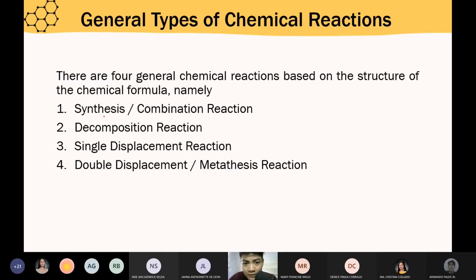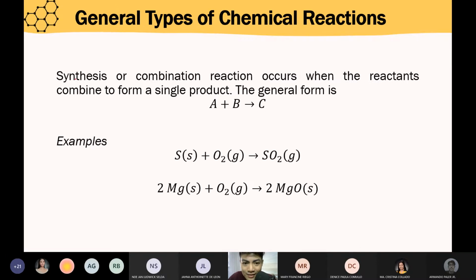So, alam natin to ng high school, right? So, let's have a short review muna. Okay? So, pag sinabi synthesis, we have multiple reactants combining to form one product. So, that's synthesis. So, you just have to do pattern recognition. Tignan mo lang yung reactant, tignan mo yung product. Pag maraming reactant, isang product, that's synthesis.